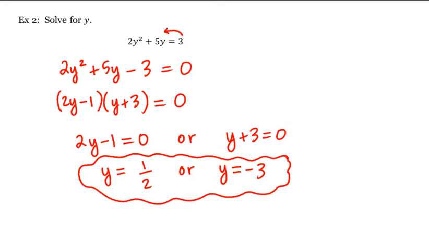So this is how we solve this type of quadratic equation. We get 0 on one side and factor the other.